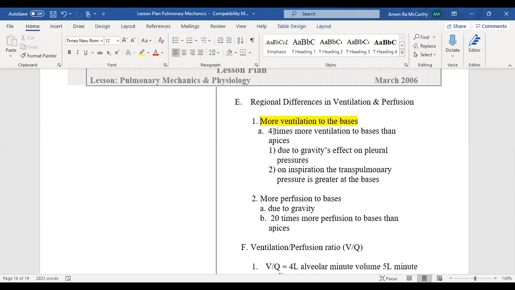There's more perfusion to the bases as well than the apices. And that makes more sense to me because blood is heavy, right? Basically just because of gravity. Gravity, blood drops, right? How much more is perfusion at the bases than at the apices? 20 times more. So you already know there's going to be questions.